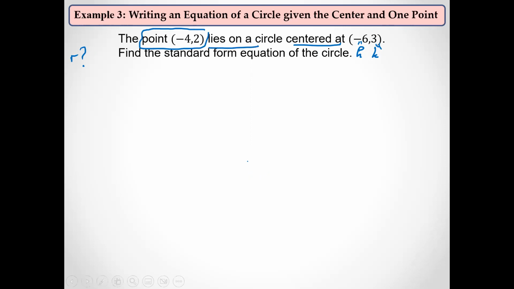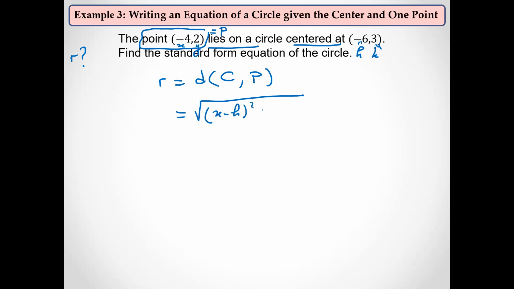Okay. So here we have two options. The first option is to calculate r. So r is the distance between the center and this point. Let's call it P. So it's root, if you want, this is xy. So x minus h square plus y minus k square.